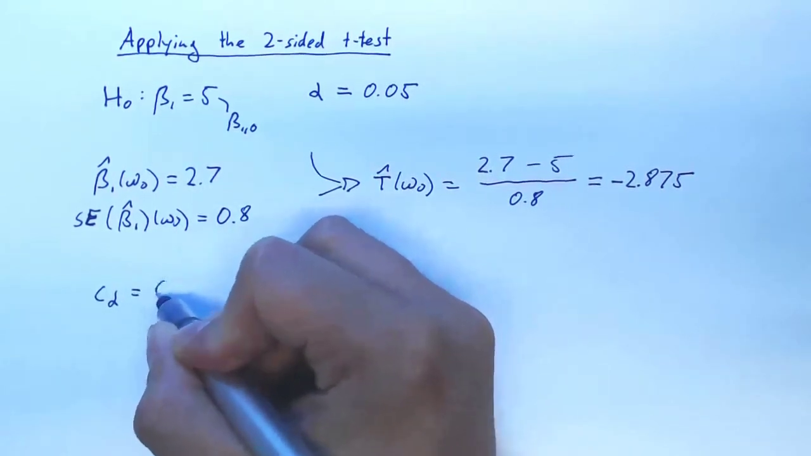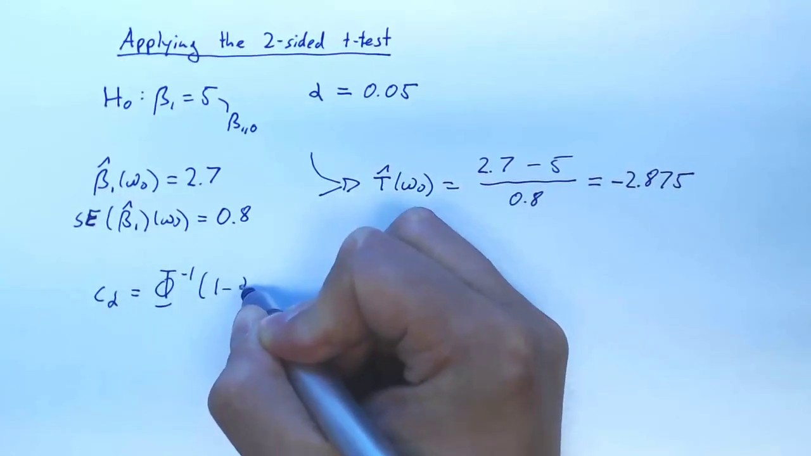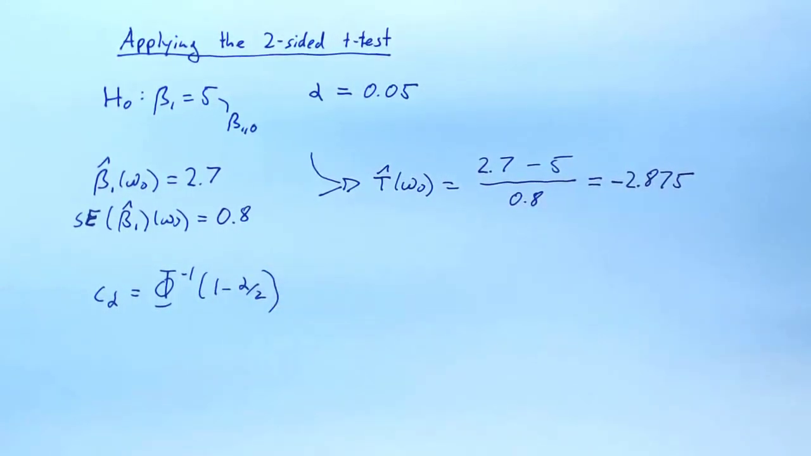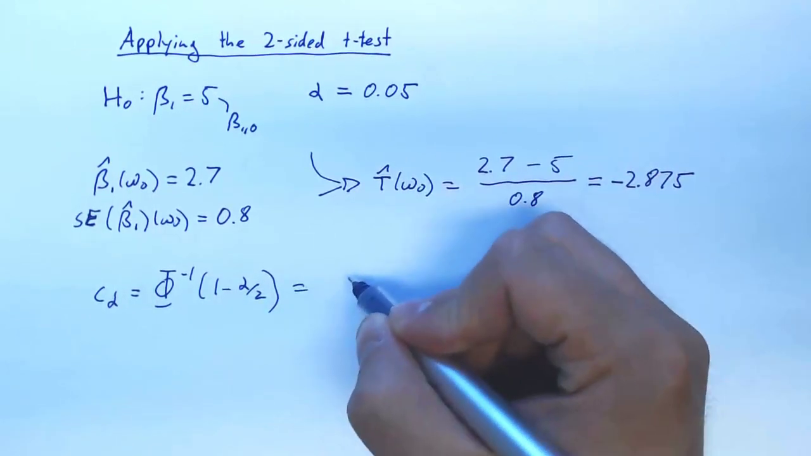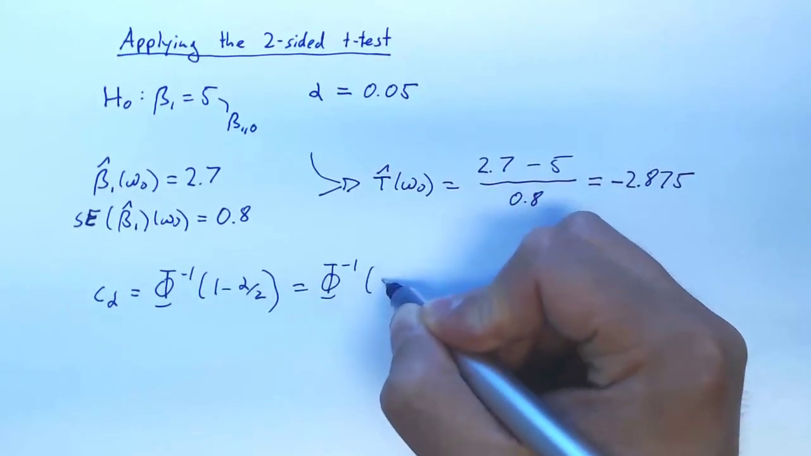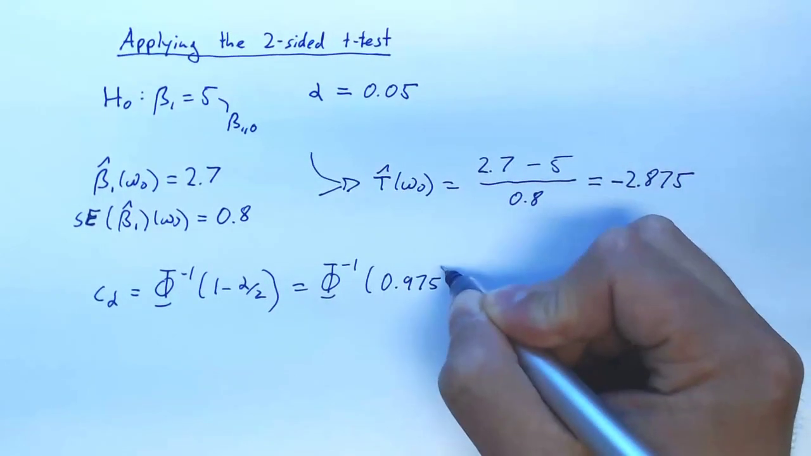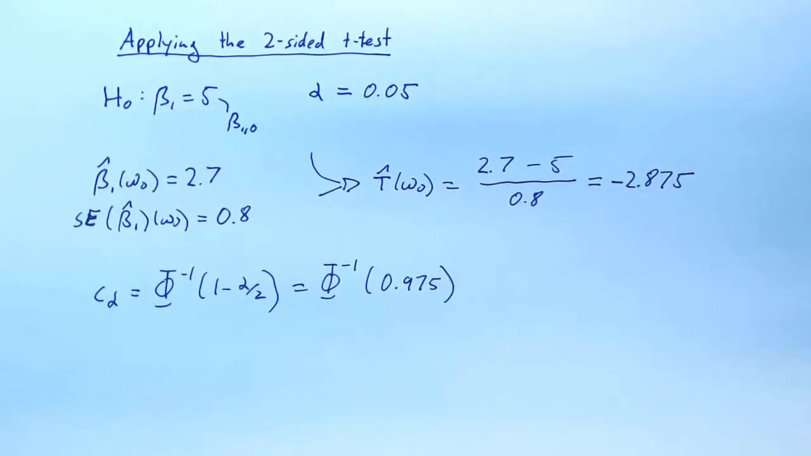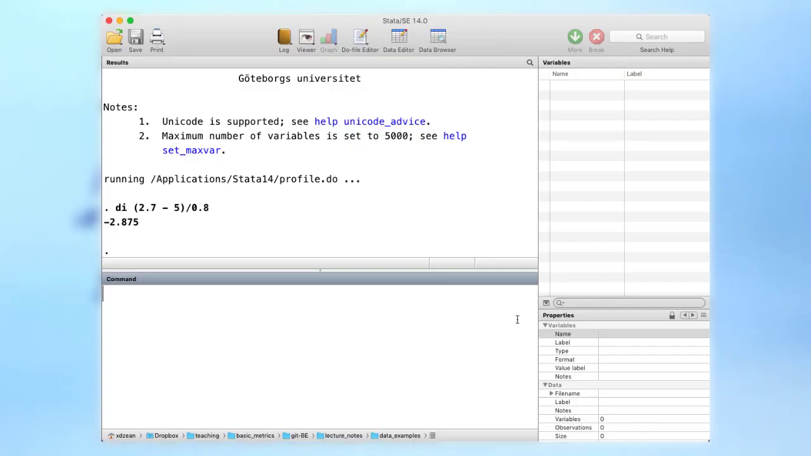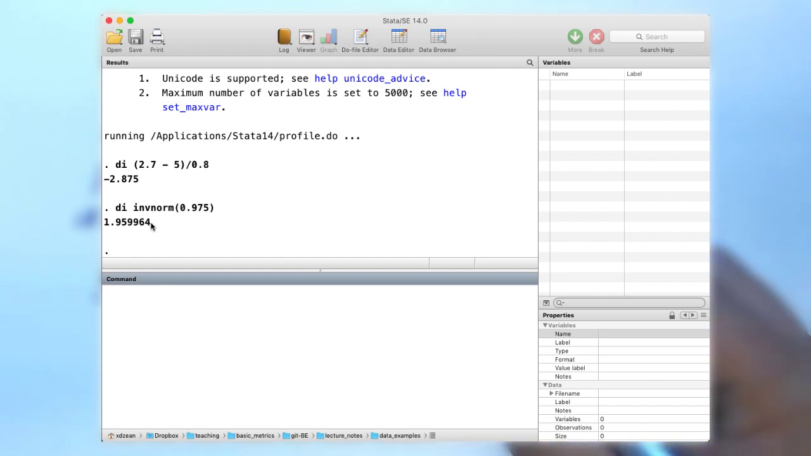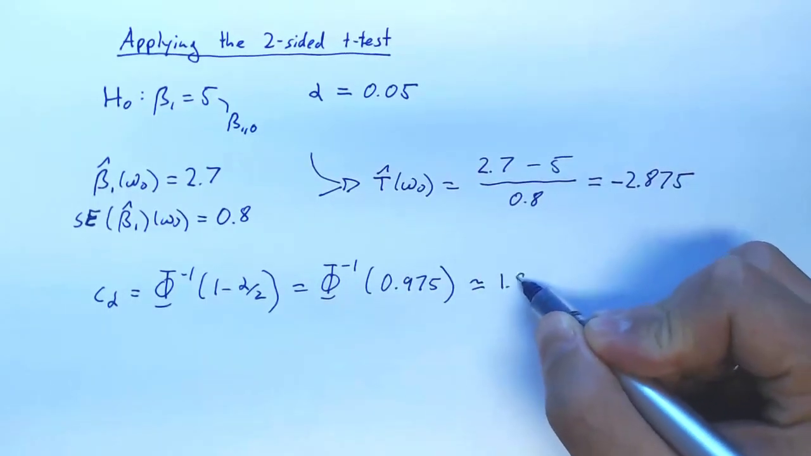Next thing we have to do is figure out what our critical value C alpha is. So we know generally C alpha is given by the 1 minus alpha half quantile of the standard normal distribution. If we plug in for alpha, then this is the 0.975 quantile. To figure out this quantile, we can use a computer. In particular, we can use Stata. Again, we enter calculator mode, and then we use the function inv norm and put the quantile that we want to compute, so 0.975, and we get a number that is approximately 0.96.